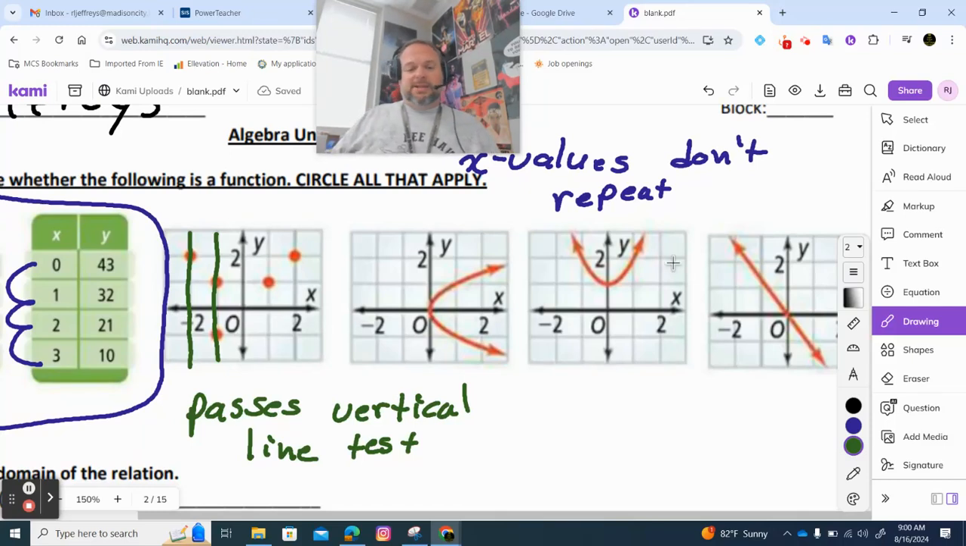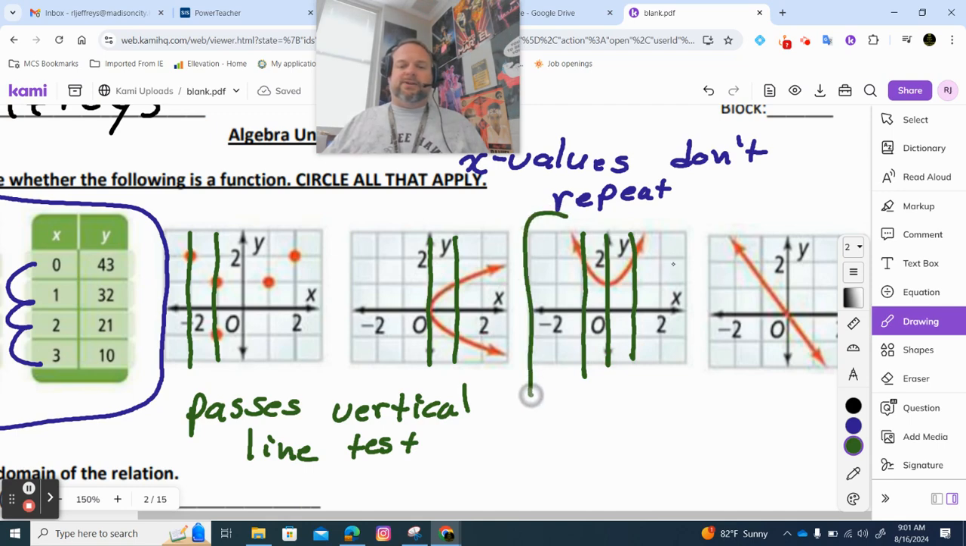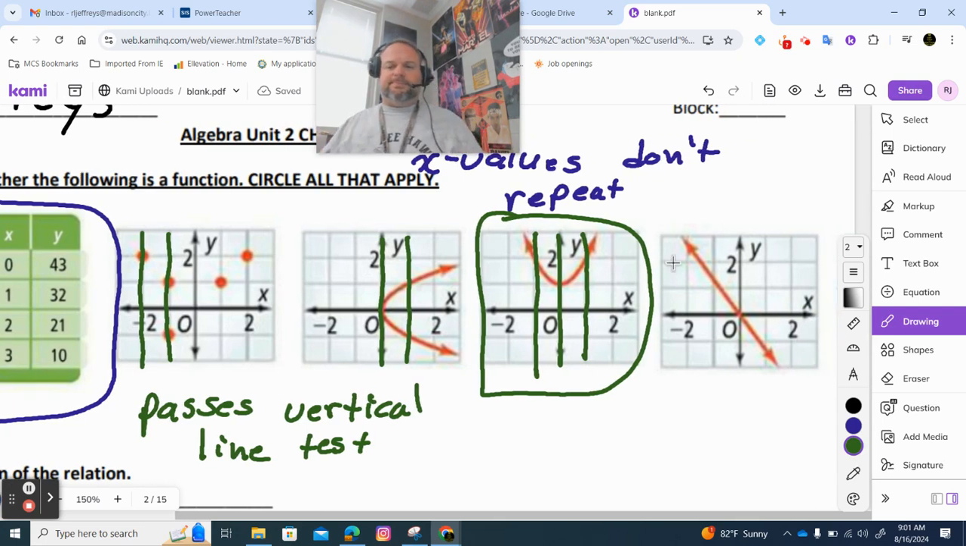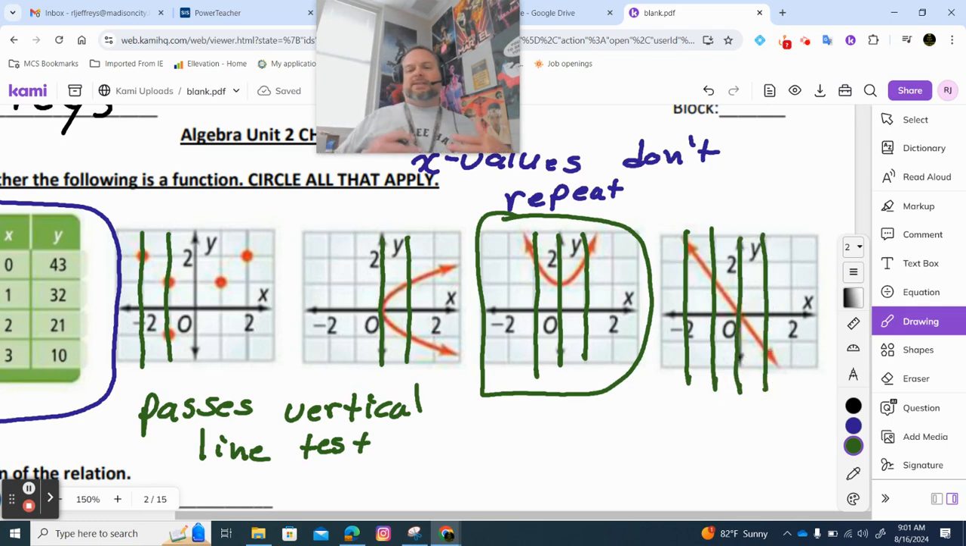All right. Same thing. I'm going to start here. Well, this touches once and this touches twice. It fails. Touches once, touches once, touches once. This is a function. Okay. Touches once, touches once, once, once. It's a function. Okay.